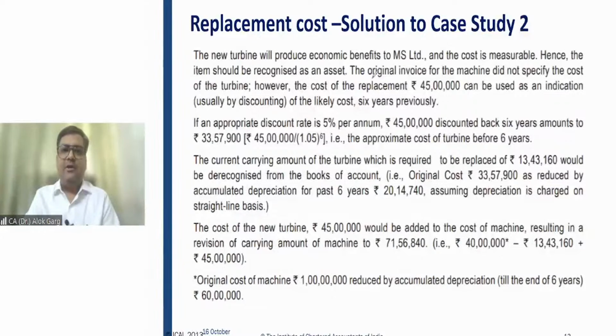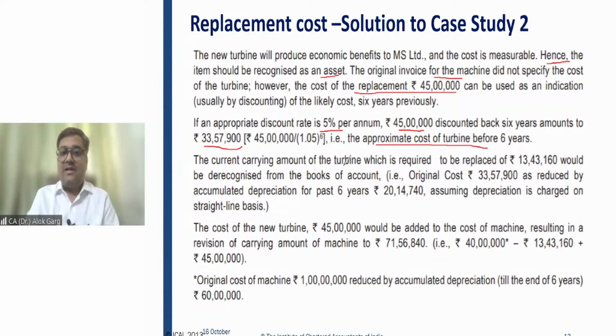In this case, the new turbine will produce future economic benefit and the cost is measurable. Hence, the item would be recognized as an asset. The original invoice for the machine did not specify the cost of the turbine. However, the cost of the replacement, 45 lakh, can be used as an indicator of the likely cost 6 years previously. If the discount rate is 5%, 45 lakh discounted back 6 years will give you 33,57,900, right? That is the approximate cost of the turbine before 6 years.